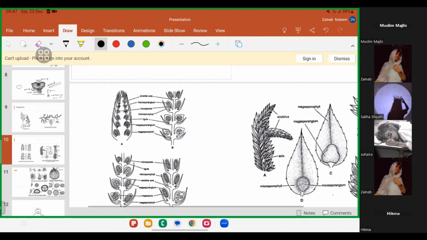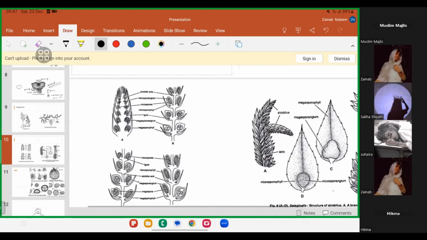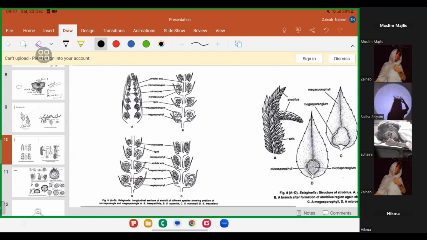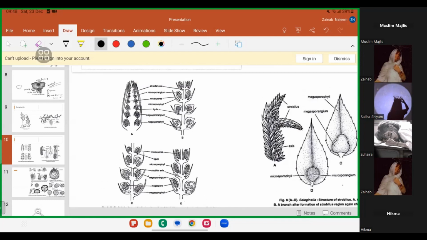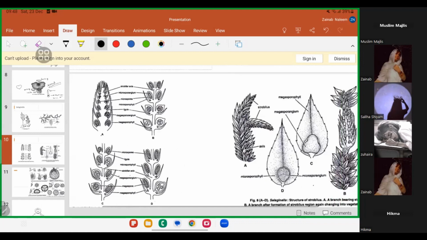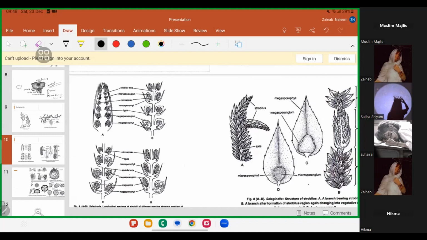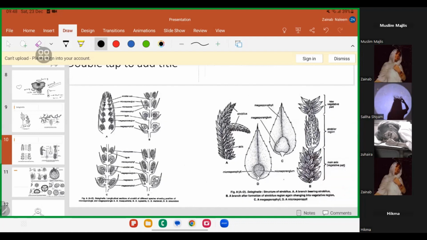You can see, this is a strobilus. The strobilus is covered by the leaves. So the megasporangium is covered by the megasporophyll, and the microsporangium is covered by the microsporophylls.